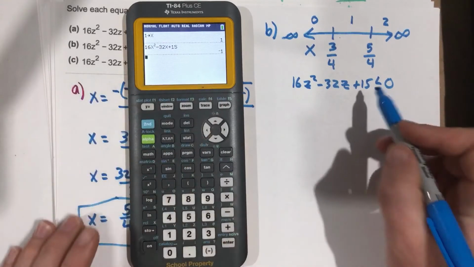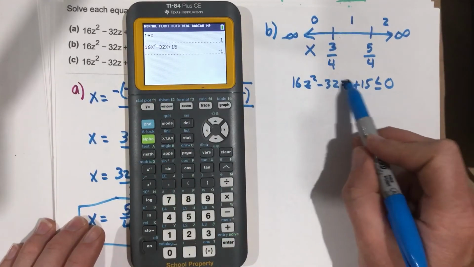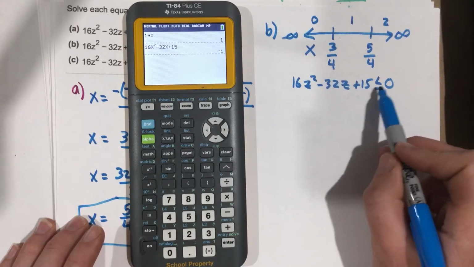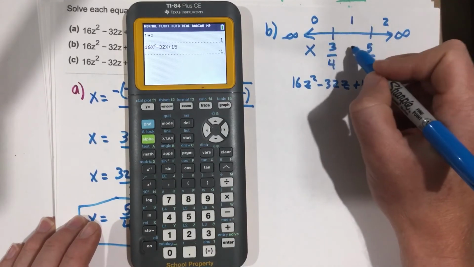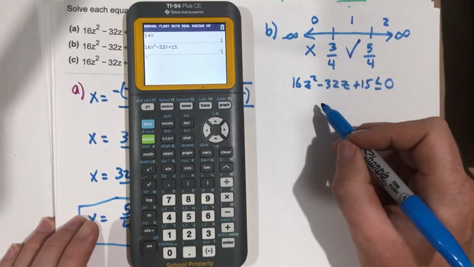It tells me I get -1. So when I plug all those in with 1 plugged into it, I get -1 for this. Is -1 less than or equal to 0? Certainly is. So between 3/4 and 5/4, those are solutions.